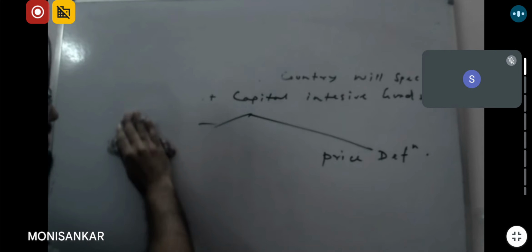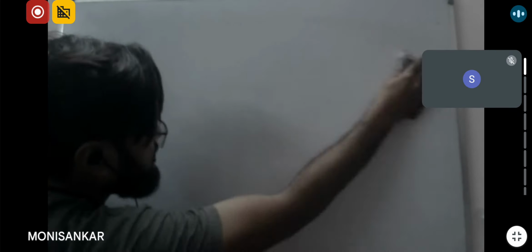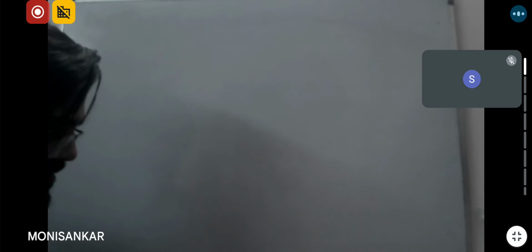Price definition. Now why price definition? What is the problem related to the physical definition? Now to understand that matter, I take a very simple graph to understand this matter.